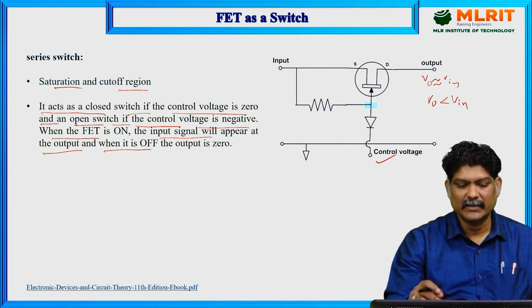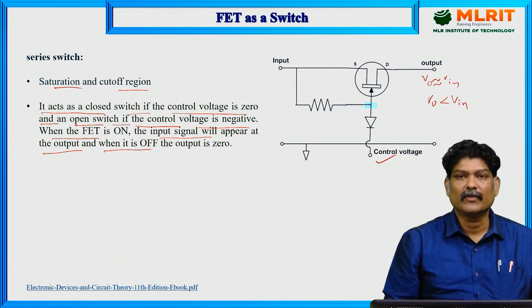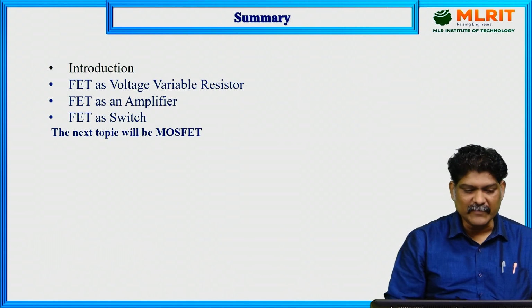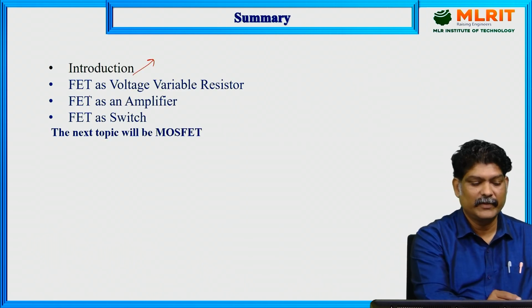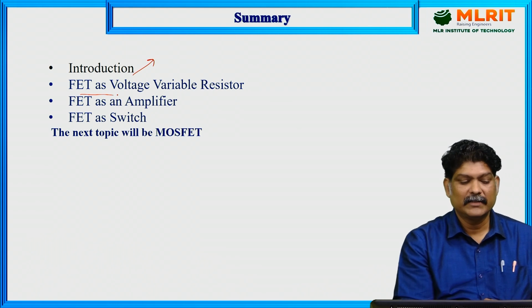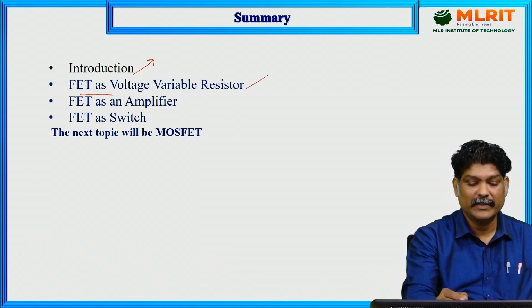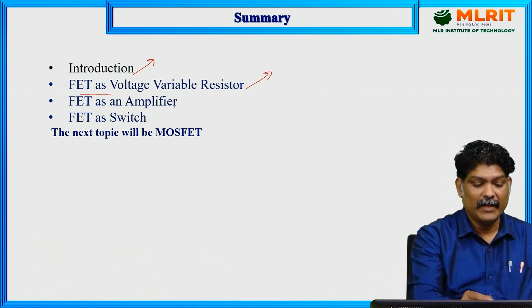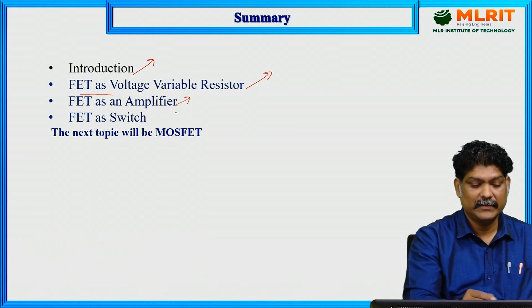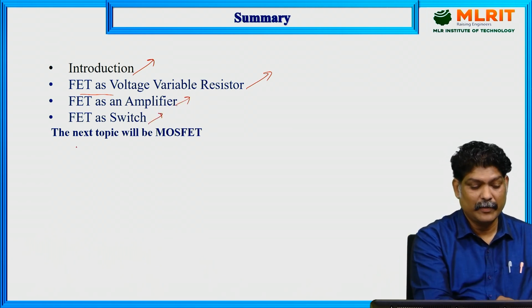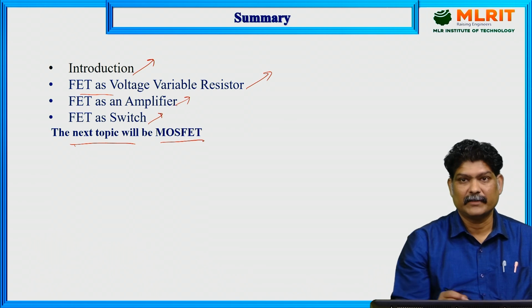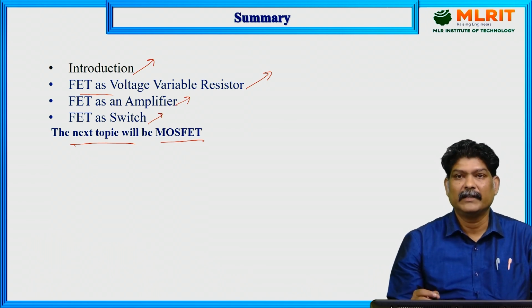Okay, so that's all about applications of FET. In summary, from the introduction, we have discussed FET as a voltage variable resistor, FET as an amplifier, and FET as a switch. Most probably the next topic will be MOSFET, metal oxide semiconductor field effect transistor. Thank you.